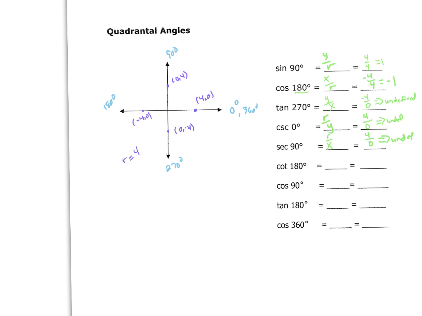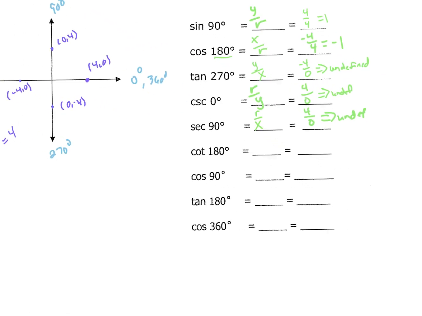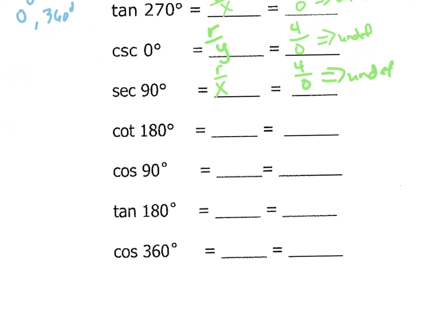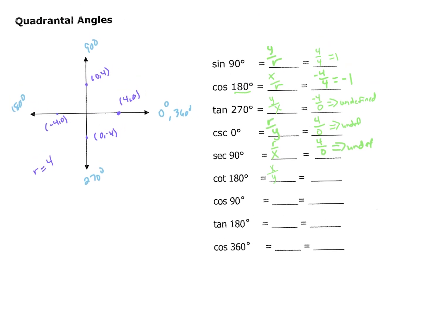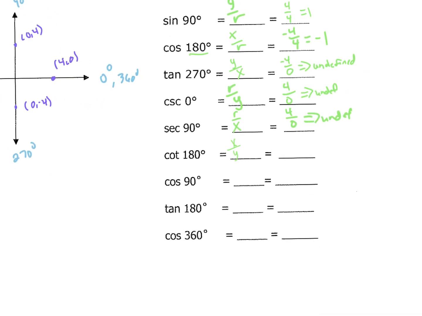All right, cotangent of 180 degrees. Chloe, what are we going to do for the ratio there for cotangent? X over Y. At 180 degrees, what do we get? Negative 4 over 0. Okay, so we're undefined again.